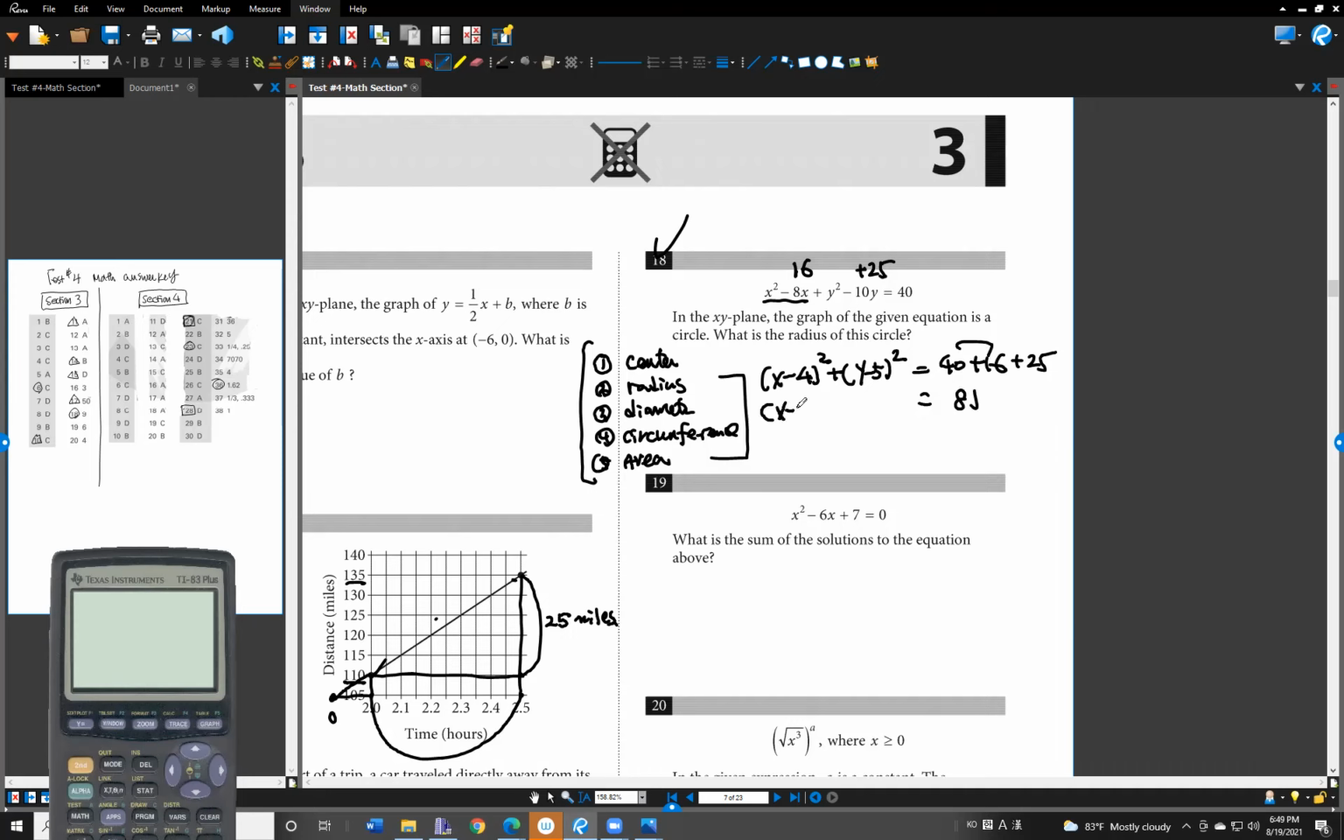Okay, I'm gonna write down x minus 4 squared plus y minus 5 squared. Center is what? 4 and 5. Radius is 9, right? But this question is asking you the radius. Okay, so 9 is the answer, okay? If they're asking you find diameter, it's going to be 18. Circumference, 2 pi r, 18 pi is circumference. What's the area? 81 pi, r squared, right? 81 pi is the area, okay? Remember this one. They're going to change this one, or this one, this one, this one, every time.